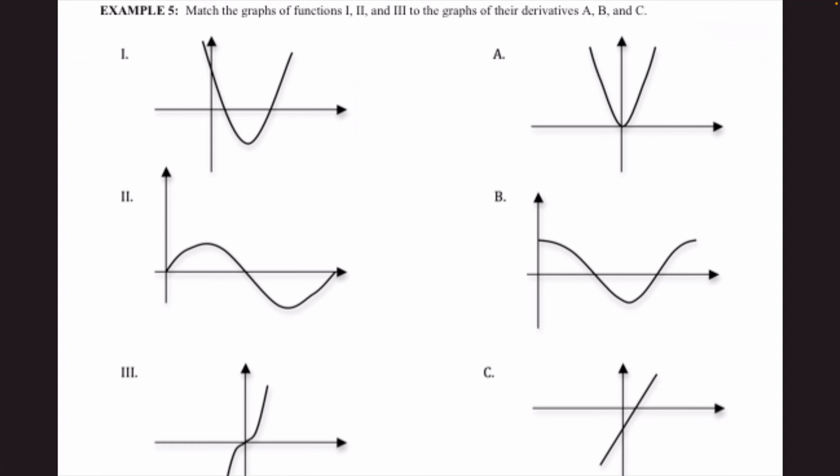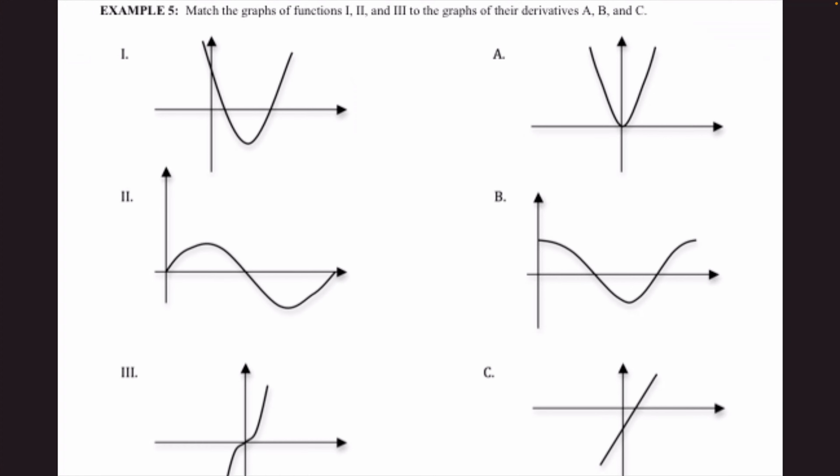So if I had x squared and I took a derivative, I would have just x, right? And if it's x to the first power, what is that always going to look like? A line. So you know that 1 and c go together. That's one way to do it.